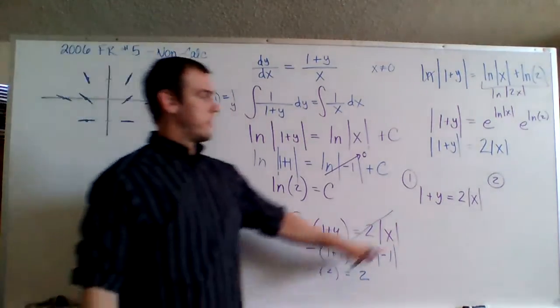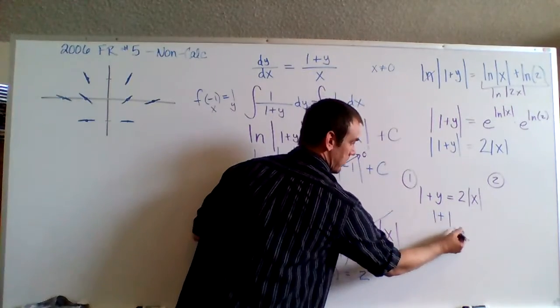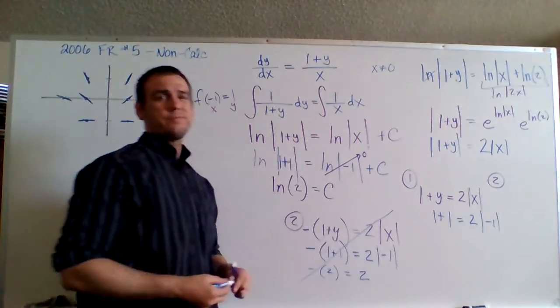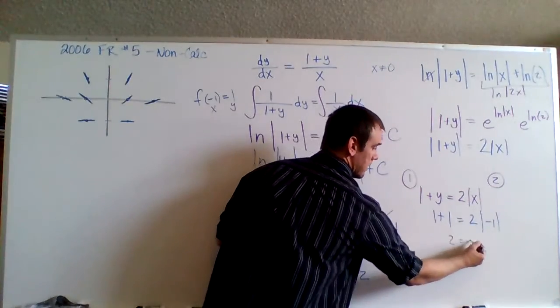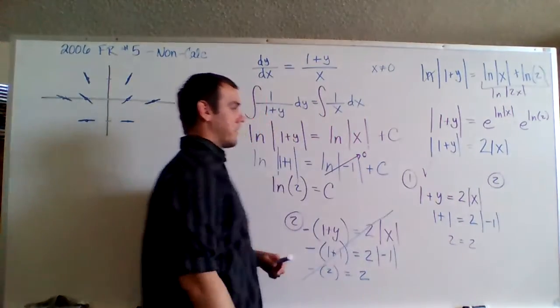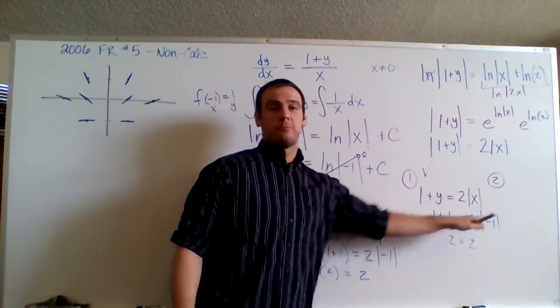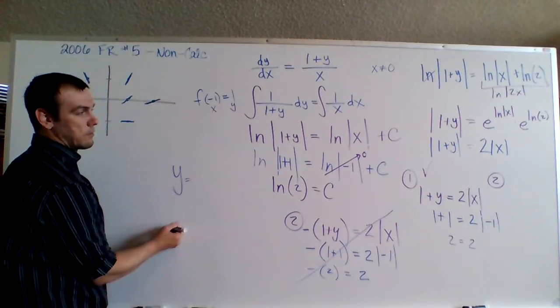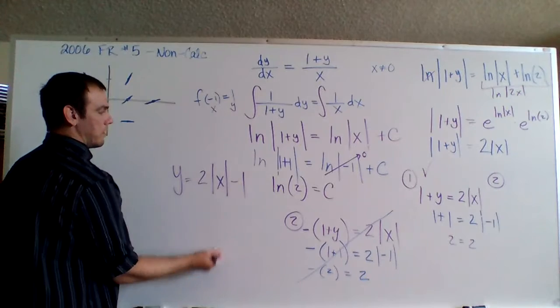We can just go and double check to make sure this one works out. Where it would be 1 plus 1 is going to equal 2, absolute value of negative 1. All right, and you can see here we're going to get 2 equals 2. All right, and that's the version we want. So we still need to solve for y. We just subtract 1 over. So y is going to equal 2 absolute value of x minus 1.